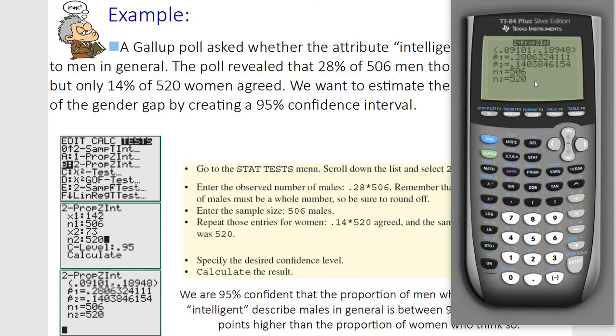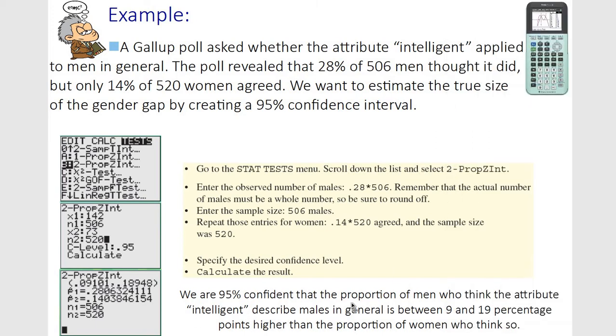So then we calculate, and there's our interval. So we are 95% confident that the proportion of men who think the attribute intelligent describes males in general is between 9 to 19 percentage points higher than the proportion of women who think so. Again, because we did the men first and then the women second, we did men minus women. So that positive difference is showing that men would have a higher percentage. Okay? All right, keep that in mind. Make sure you know how to interpret that.